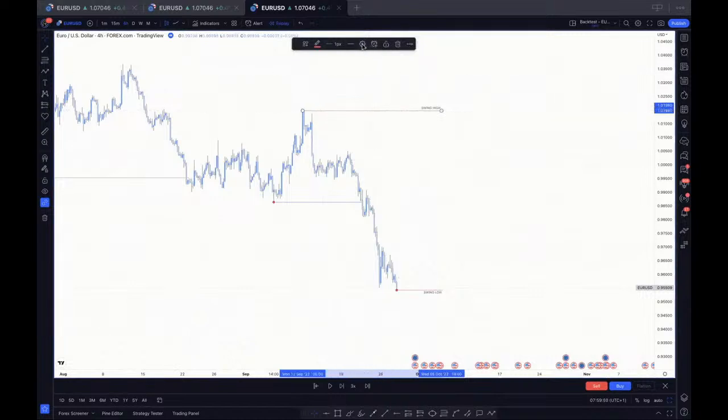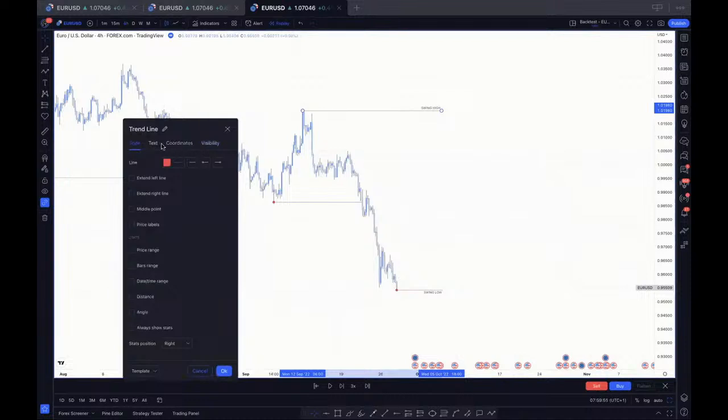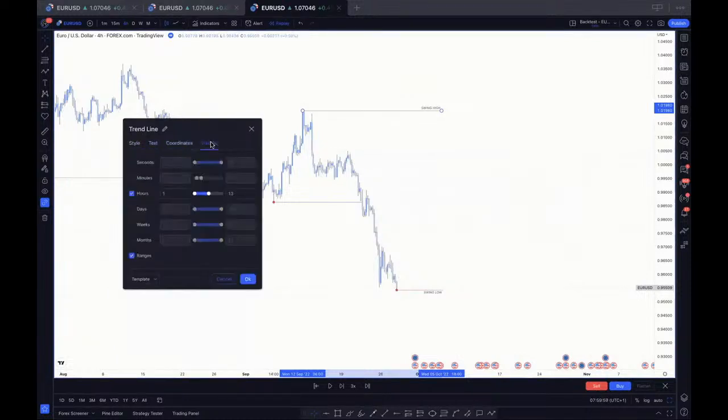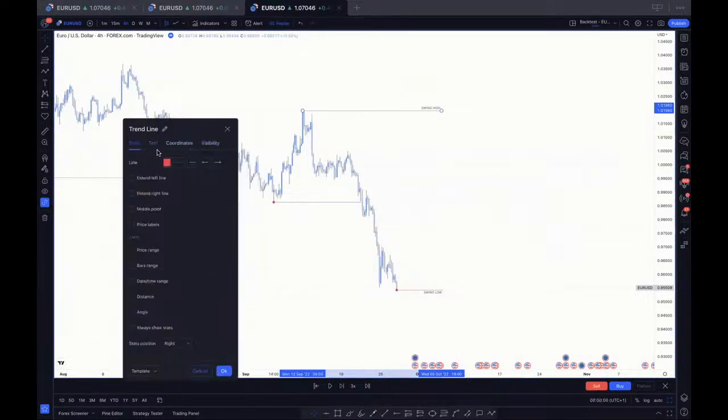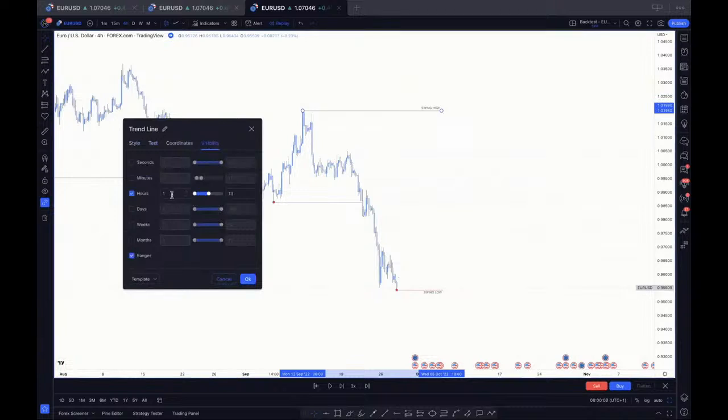On this line, if I click on this settings button here, you'll see you have style, text, coordinates, and visibility. Usually the only thing you need to do is change the color of your line if you want a different color, or add some text. And then visibility simply says where I want to see this. I want to see it on the 15 minutes. If you want to see it on the daily, you also say you want to see it on the daily chart. That's basically how this works. So I'm going to make sure that it's ticked and the 15 minutes is in place.